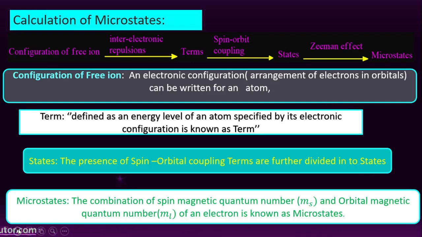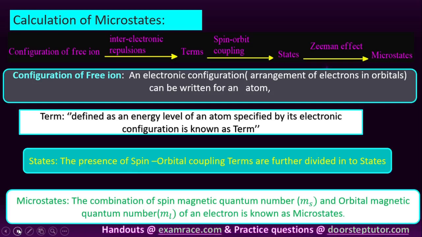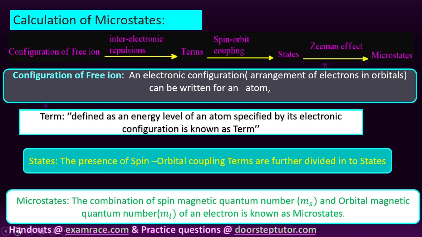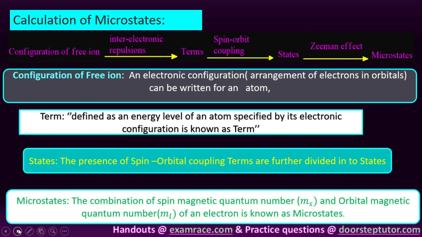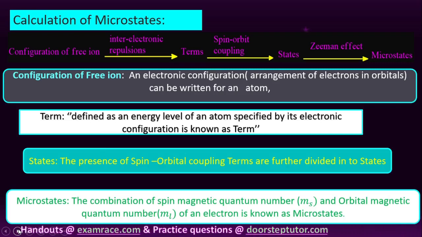Spin orbit coupling means the spin angular momentum and orbital angular momentum. Generally the electron in an atom has two types of motion. One is the electron revolving around its own axis, which produces spin angular momentum. The other is the electron revolving around the nucleus, which produces orbital angular momentum. Due to this spin and orbital angular momentum, we say it is spin orbit coupling. So due to spin orbit coupling, the terms further split into states, right?